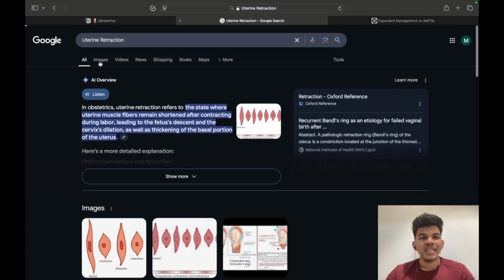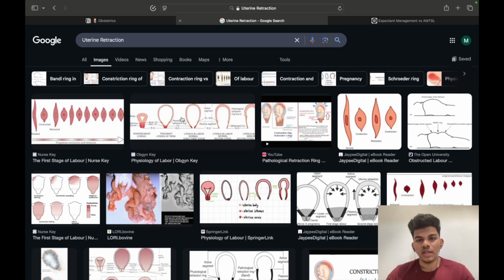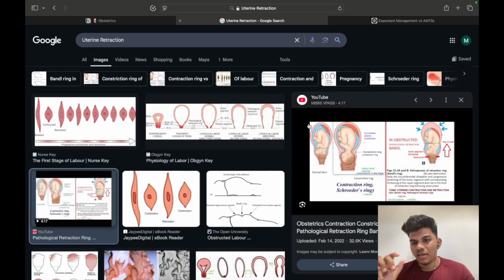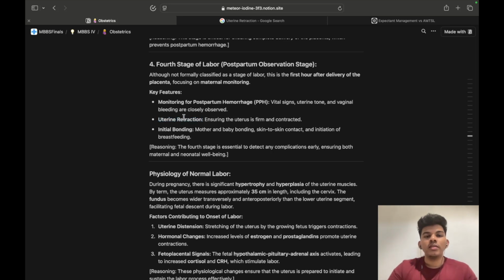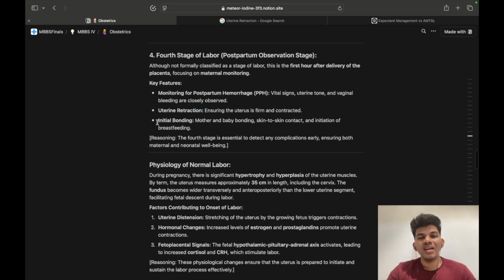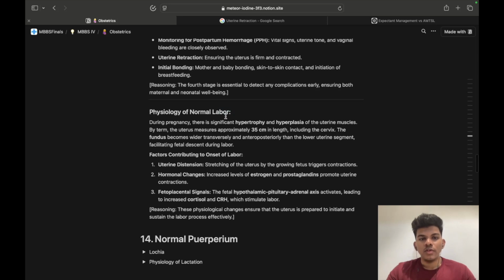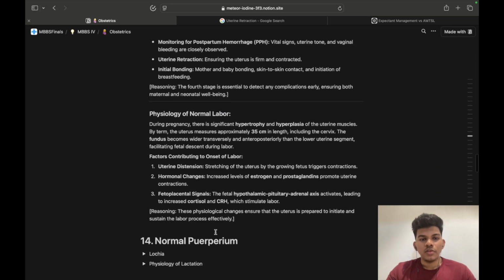So how does this help? It helps in making sure that the uterus size is reduced. That is one thing. Another thing is that the blood vessels in the uterus should be in a constricted state, because if they were in a dilated state, more PPH would have occurred. So that is another function of uterine retraction. And finally, initial bonding, mother and baby bonding, skin to skin contact, and initiation of breastfeeding. Having noted that this happens during the first hour after delivery, initial bonding is a key aspect as well.